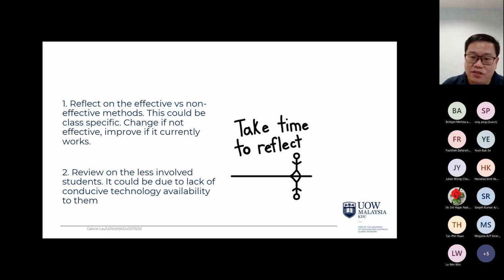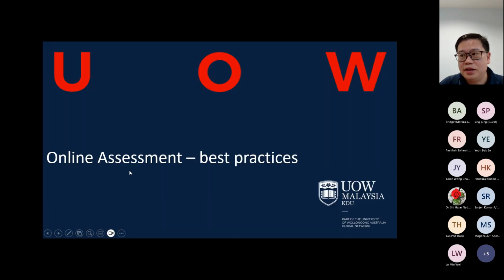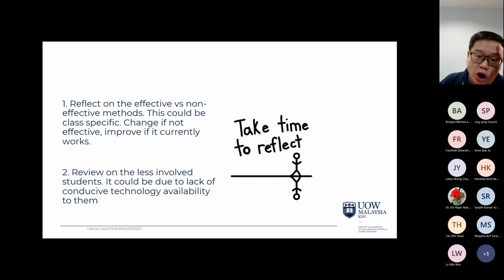I use the word technology in a very loose term, but it could be that general environment. So if that general environment doesn't allow them, we may need to use different methods or strategies to ensure that they are able to absorb and get this. Okay. So that is basically on the pre, during, and post delivery.